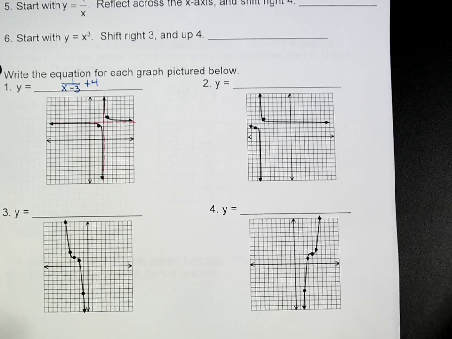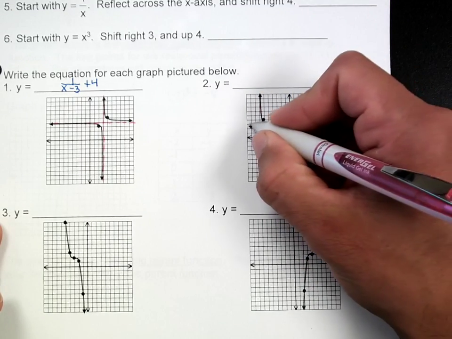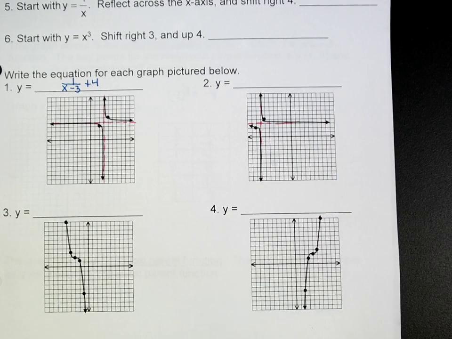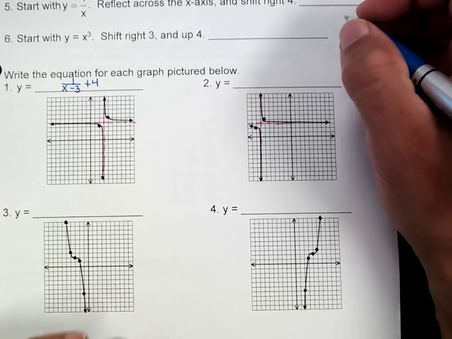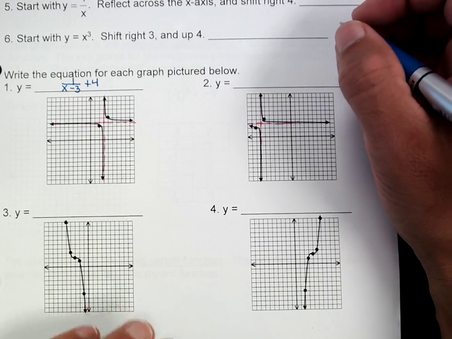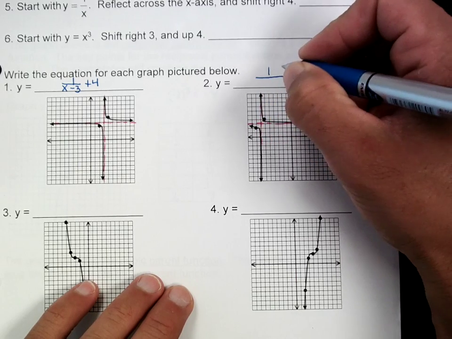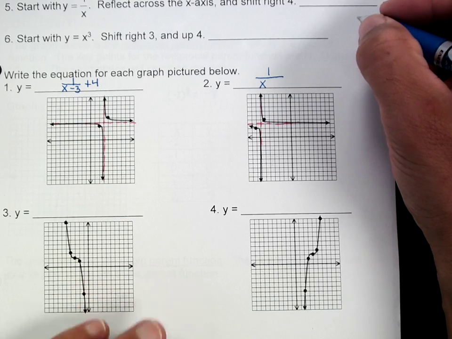All right, on number 2, we have a vertical asymptote right here. We have a horizontal asymptote right here. All right, so I want you to give me the equation for this one. We have 1 over x something something.